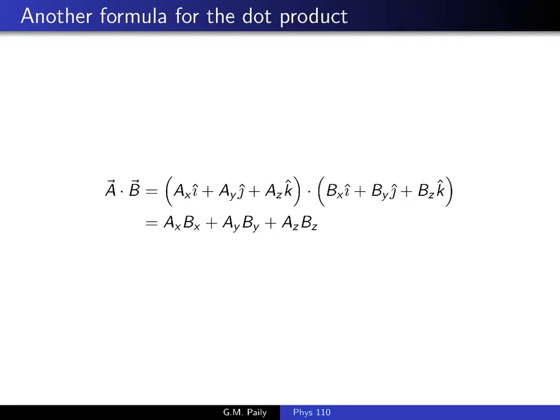This leads us to another formula for the dot product. If vector A is ax i hat plus ay j hat plus az k hat, and vector B is bx i hat plus by j hat plus bz k hat, the dot product of A and B is ax bx plus ay by plus az bz. Again, remember, the result of the dot product is a scalar. Notice that the final answer does not contain i hat, j hat, or k hat. It is just a number with units.